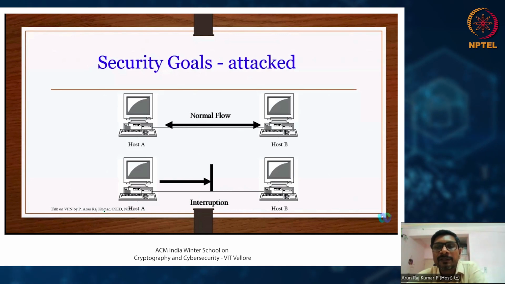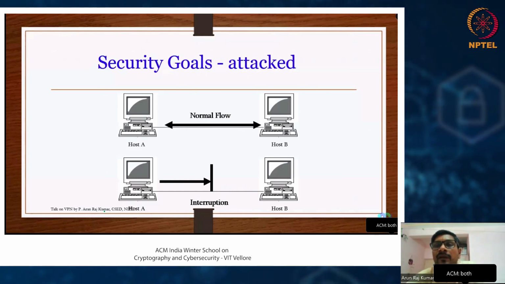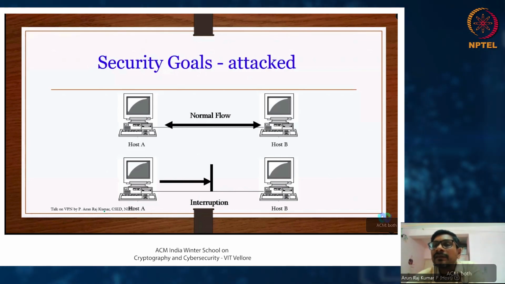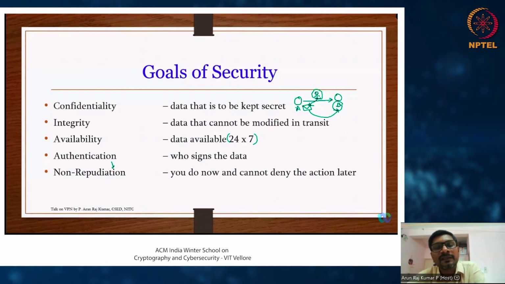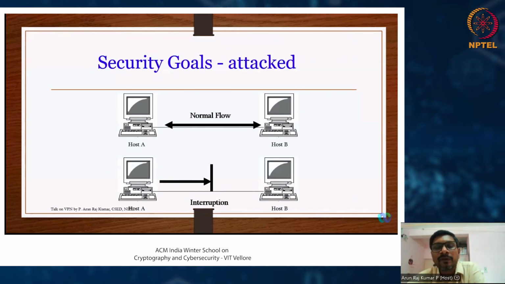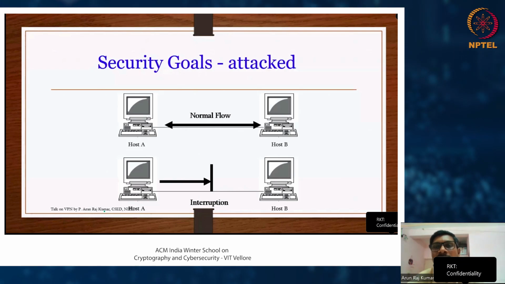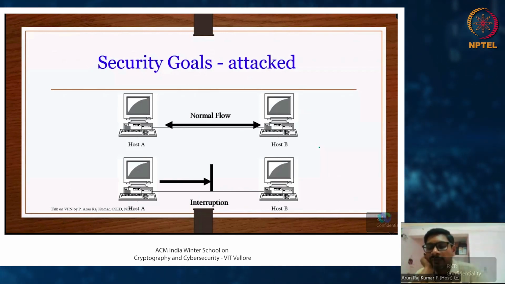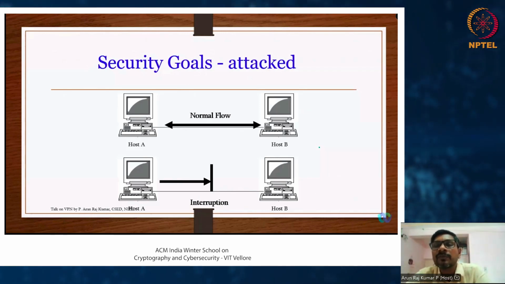You see, the first picture is a normal flow. Both. What do you mean by both? What kind of goal is compromised? Which security goal? Because I was talking about, you could see here, 5 goals. So among these 5 goals of security, which goal is compromised? This is a normal flow between host A and host B. And you could see there is something called an interruption. So what kind of attack are they performing and which goal is compromised?